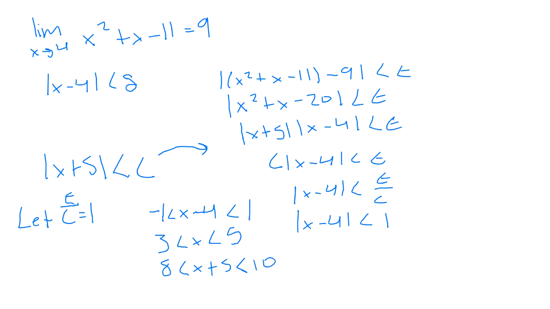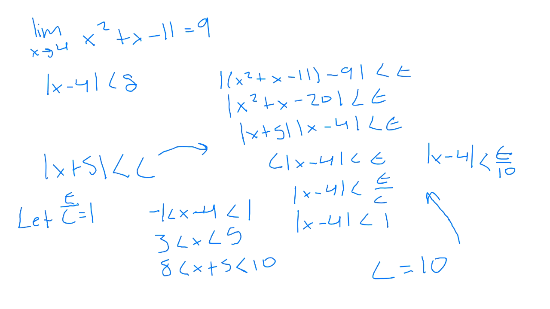Now we're moving somewhere, because knowing that 10 is greater than x plus 5, and we know that c is greater than x plus 5, we can say that c equals 10. So we can plug that back in up here and say that absolute value of x minus 4 is less than epsilon over 10.